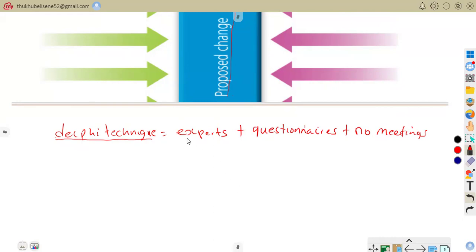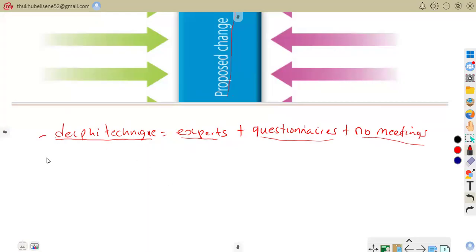You are going to make use of experts because you don't have previous data. So we are going to do that through questionnaires where we want solutions from the experts in their respective places because they are not going to meet physically.